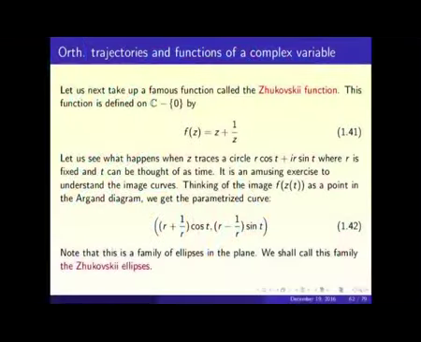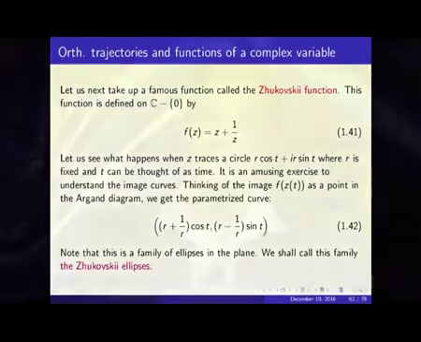This is very interesting because no matter what the value of r is, you get the same foci. As r varies, you get r cos t plus i r sin t, so you get a whole bunch of concentric circles. The image curves are all ellipses, but all these ellipses have the same foci. They are called confocal ellipses. They all have the same foci.